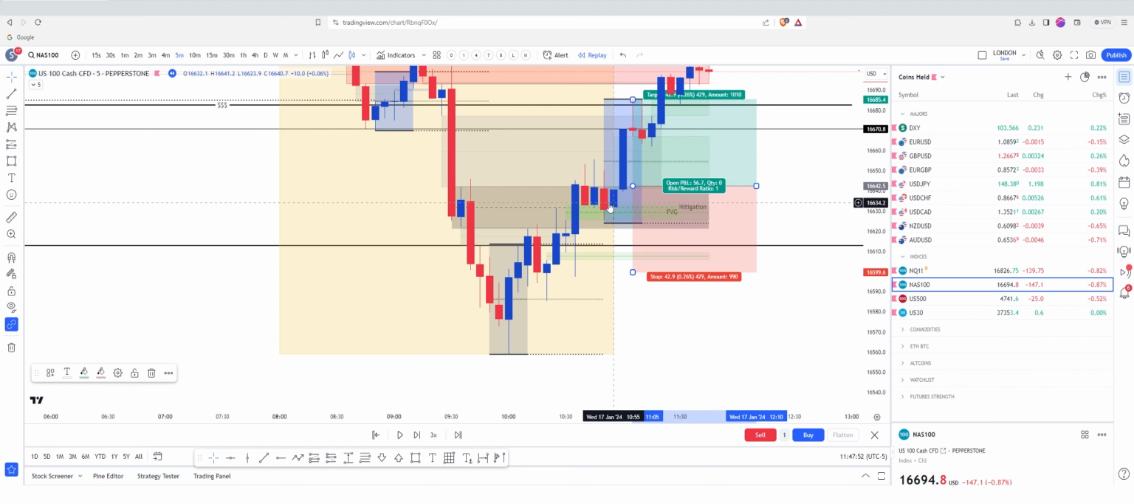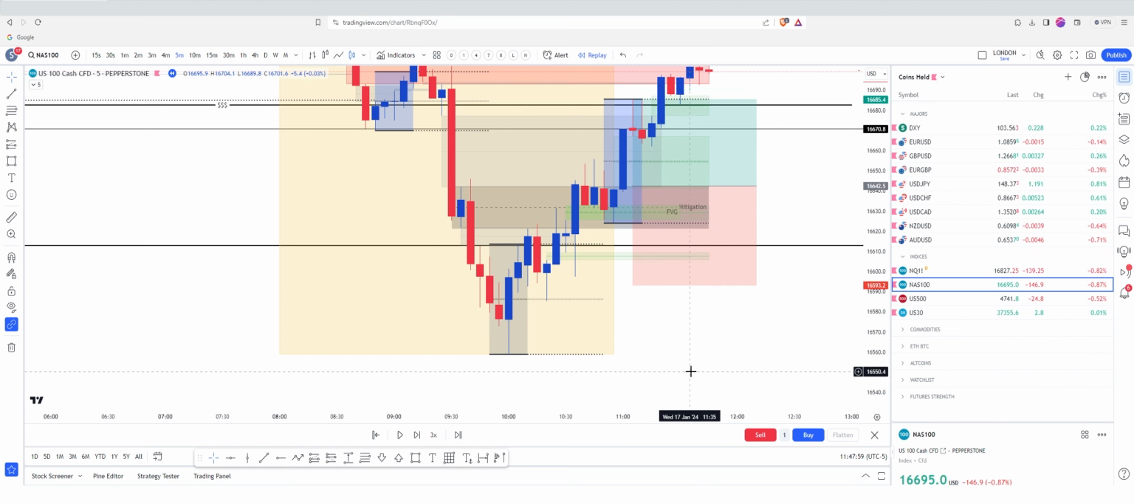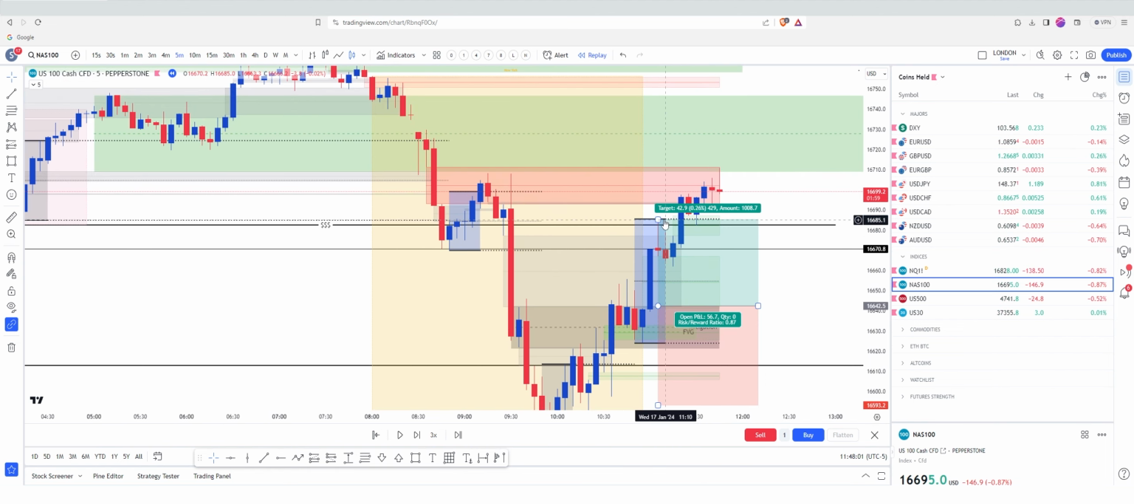Three PD arrays would have been the mitigation block, the fair value gap, and then you're going to have to cover this order block. 2R was a potential target. And I have no idea where price is now because we are outside the trading window. This entry was obviously just inside that trading window.